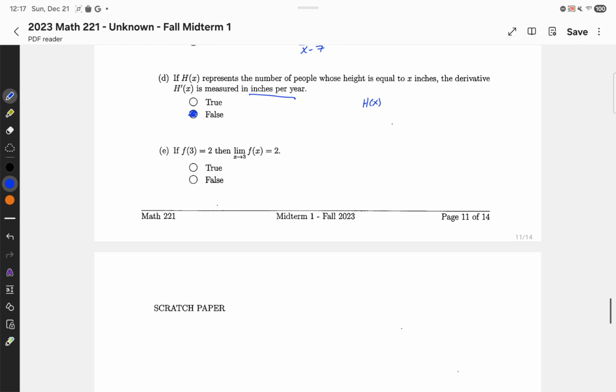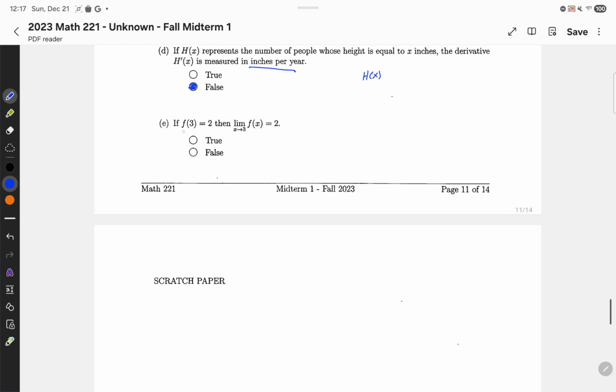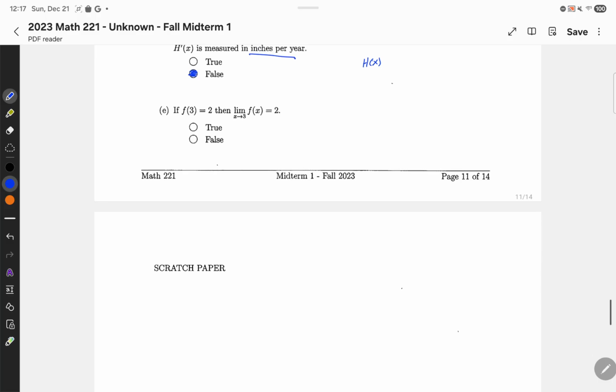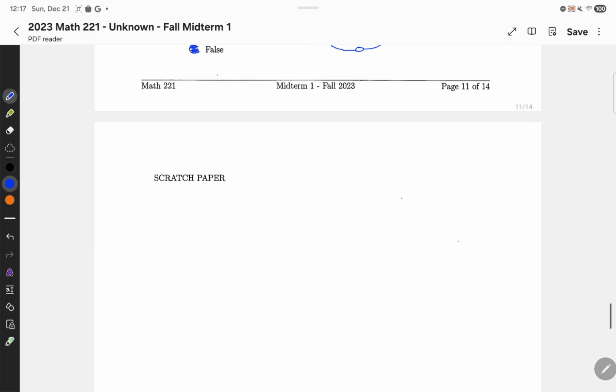And lastly, we have if f of 3 is equal to 2, then the limit as x approaches 3 of f of x is equal to 2. So again, this is sometimes true, but not always, right? Say we have f of 3 is equal to 2, it's way up here, but the limit is approaching something down here, there's a hole. We know that this is going to be false. And for these to be true, right, they have to always be true. And that is going to be all.